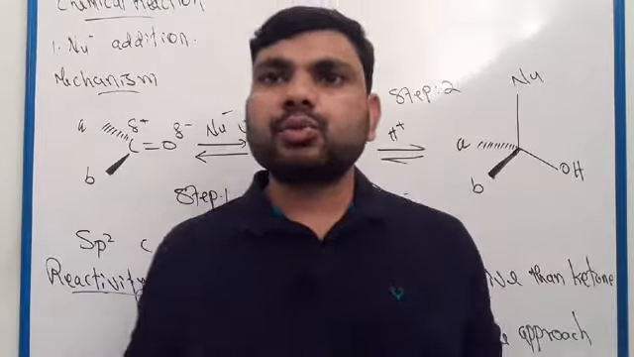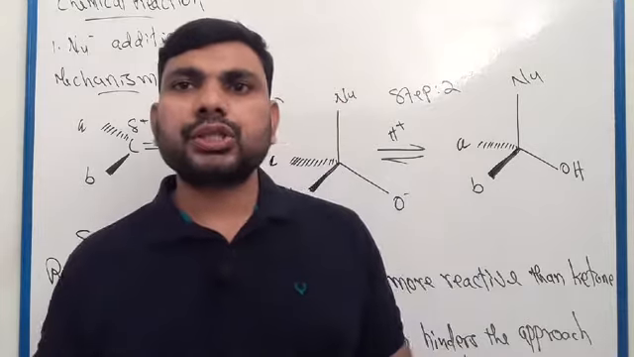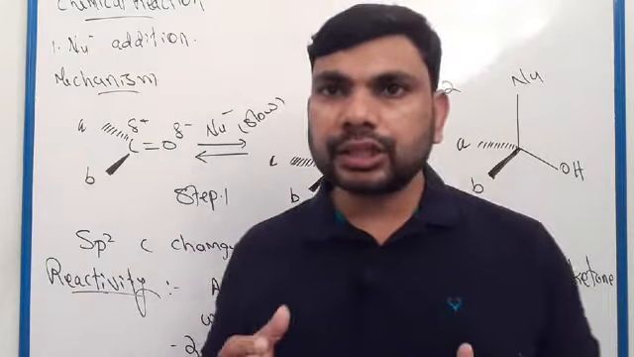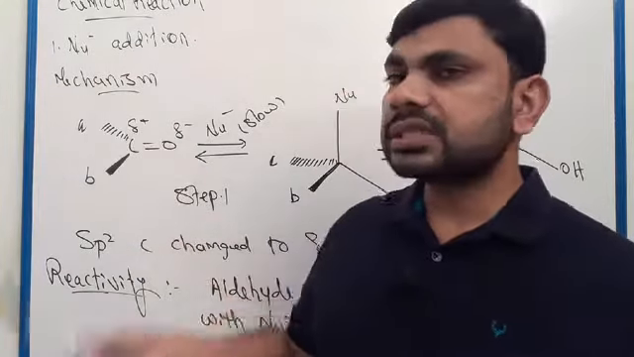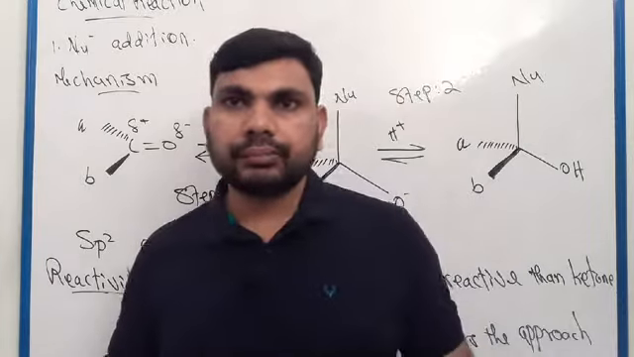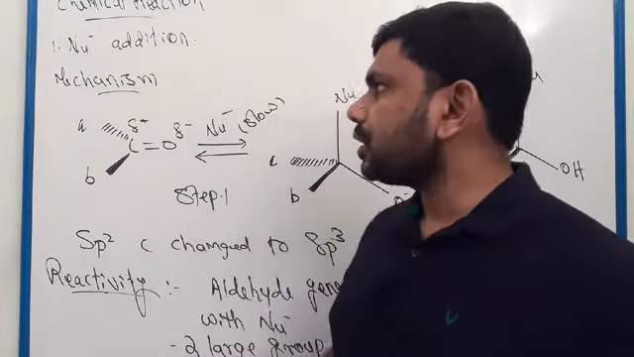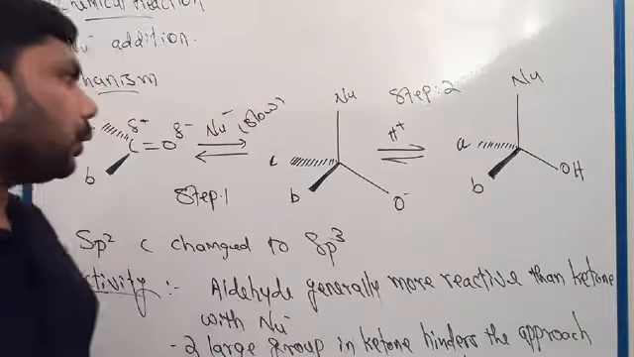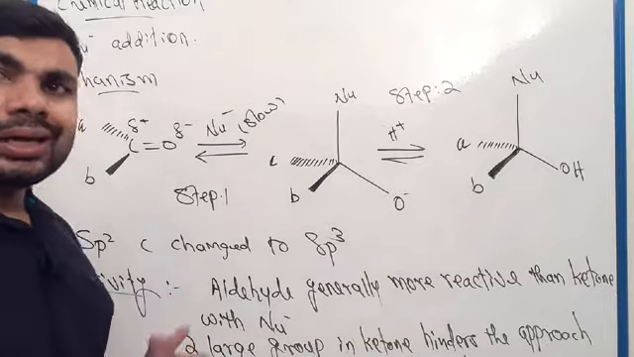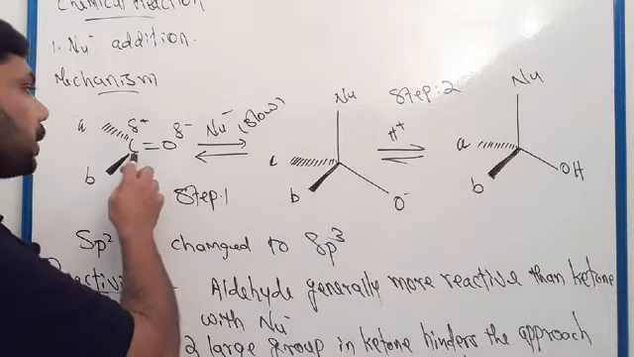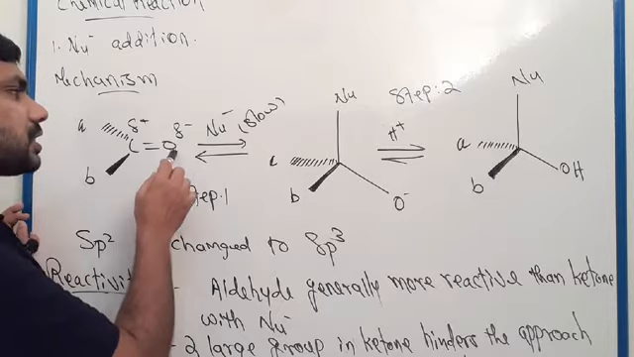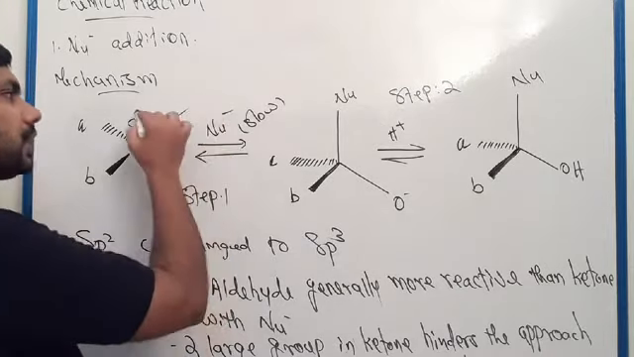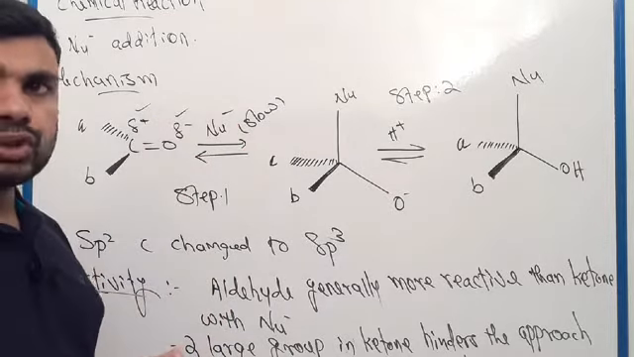Clear? Okay, next we have to discuss the chemical reactions of aldehyde and ketone. First one is nucleophilic addition. This is the mechanism for nucleophilic addition. In aldehyde and ketone, the carbonyl group is the functional group. Here oxygen is highly electronegative, getting a partial negative charge, and carbon gets a partial positive charge.